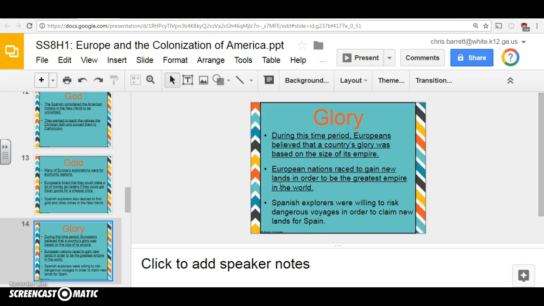That represents Christianity. Then for gold, I just have little golden nuggets that I drew with my yellow colored pencil. And then for glory, I have a flag. I just have the French flag drawn. You can look up the flag, or you can just draw one really quick. And so, again, why explore? God, gold, and glory.